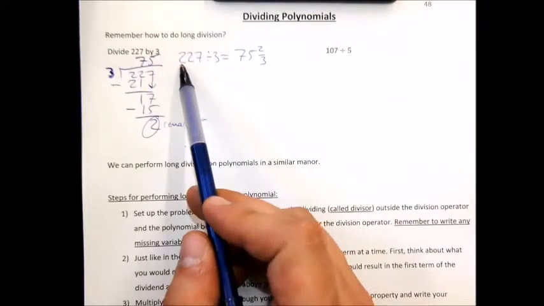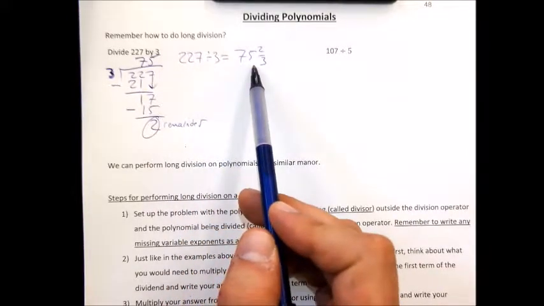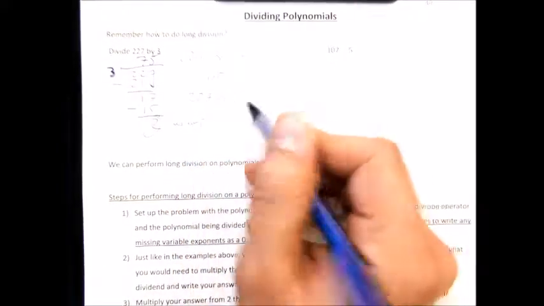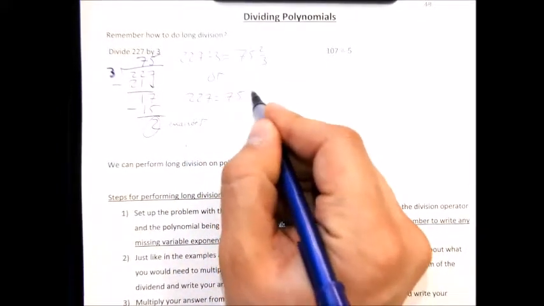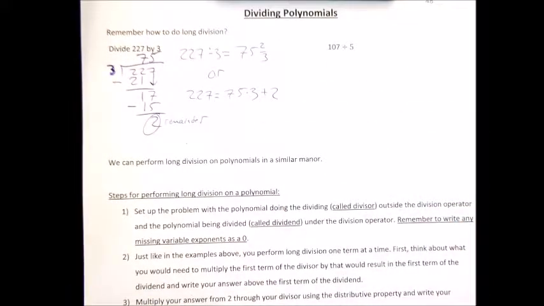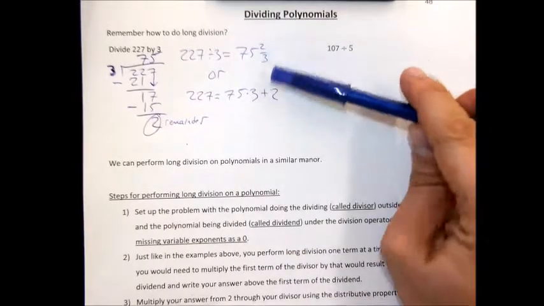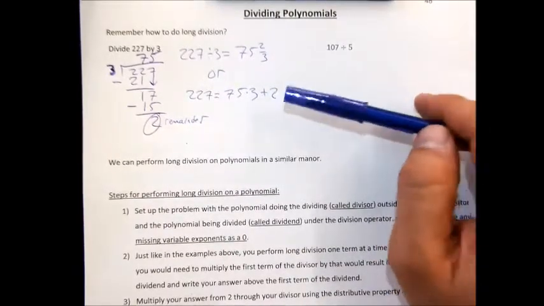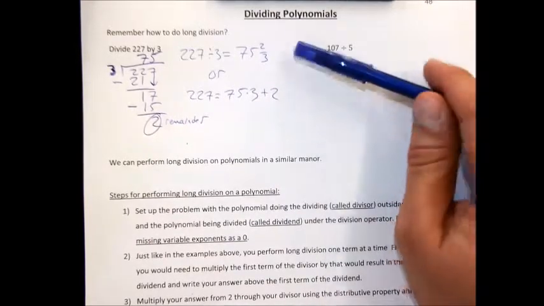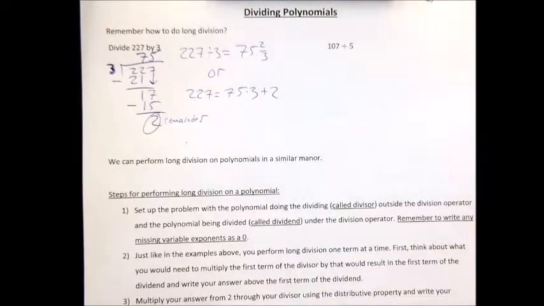Anyway, we can write this as 227 divided by 3 equals 75 and 2/3. Or we could say 227 is what you get when you multiply 75 times 3 and then add 2. Those are equivalent ways to write the same result. I'm writing it in those two ways because I'm going to write polynomial division answers in two ways as well, so I wanted you to be familiar with those two forms right off the bat. Questions about that process? Remember that?